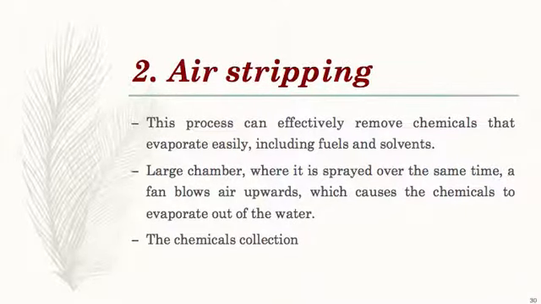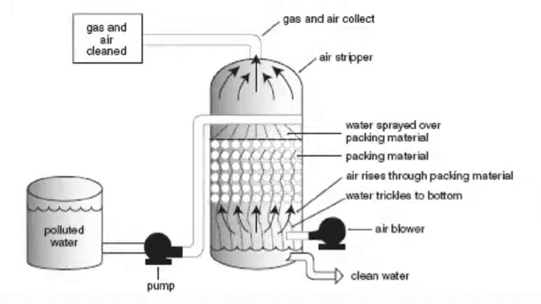Air stripping is a method that uses air to remove contaminants from the water, and this process can effectively remove chemicals that evaporate easily, including fuels and solvents. The contaminated water is pumped through a large chamber, as shown in the figure, where it is sprayed. At the same time, a fan blows air upward, which causes the chemicals to evaporate out of the water, like this one.